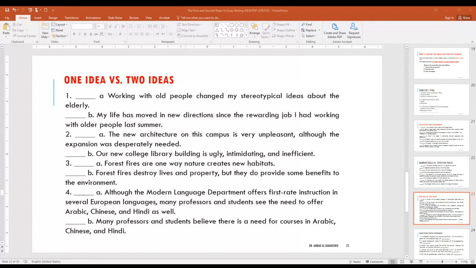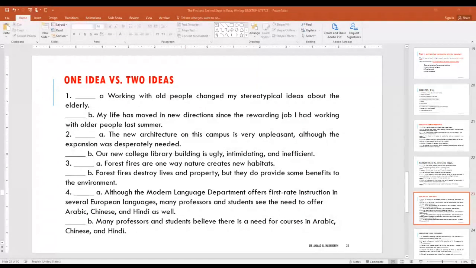Number two. A, the new architecture on this campus is very unpleasant, although the expansion was desperately needed. B, our new college library building is ugly, intimidating, and inefficient. B has one idea, right? A has two ideas. The new architecture of this campus is very unpleasant, and the second idea is the expansion was desperately needed. We have two ideas, right?